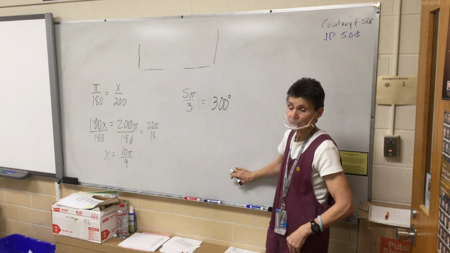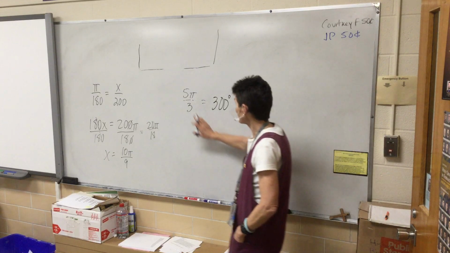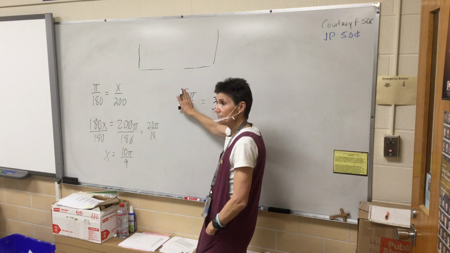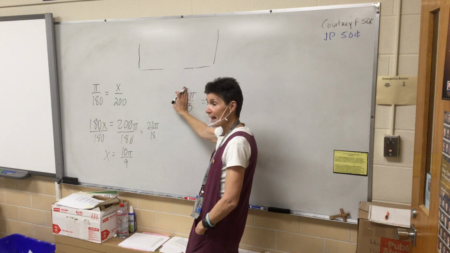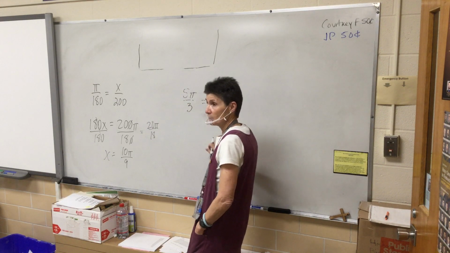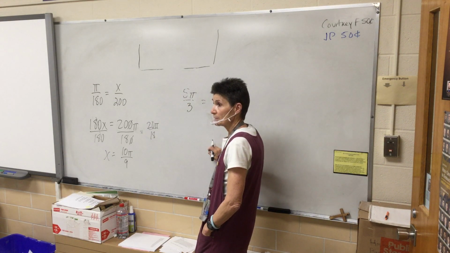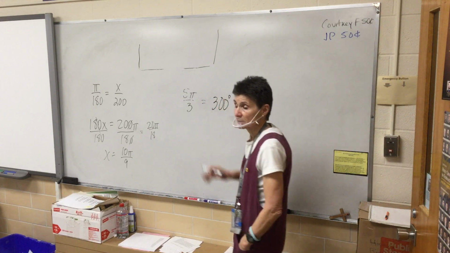And you have a calculator. If you can't do that math without it, you're going to take 180, take a third of that, and multiply it by 5. And that's 300 degrees.